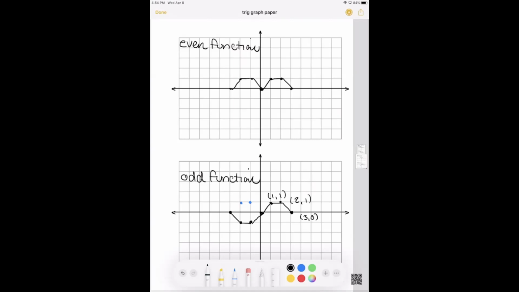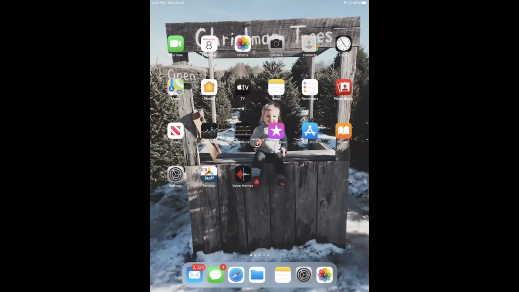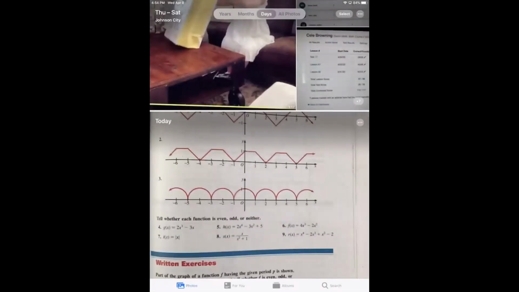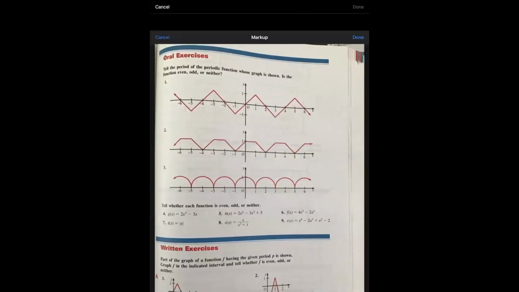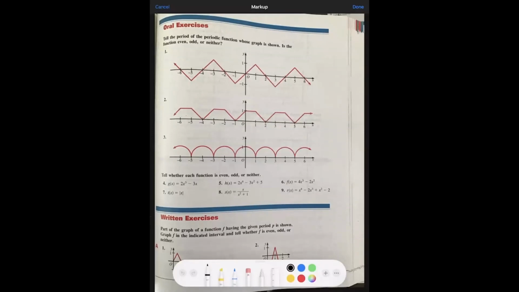Now, I'm going to try, hopefully, let me go to my photos here, and I have a photo of this page from our book, it's the oral exercises. Oh good, it worked. I want to tell the period, and I want to tell whether it's even, odd, or neither. So let's look at number 1. Number 1, let's first talk about the period of this function.